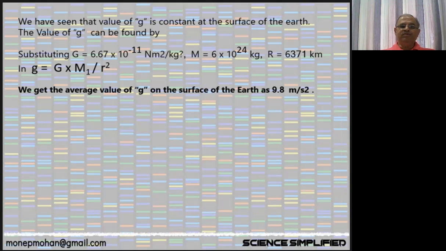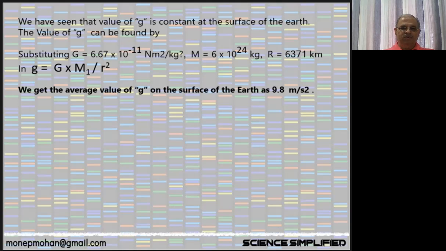We have seen that the value of g is constant at the surface of the Earth. The value of g can be found by substituting capital G as 6.7 × 10^-11, the mass of the Earth as 6 × 10^24 kg, and on the surface of the Earth, the distance of any object from the center of the Earth is 6,371 kilometers. If we substitute these values, we get the average value of g on the surface of Earth as 9.8 meters per second squared.